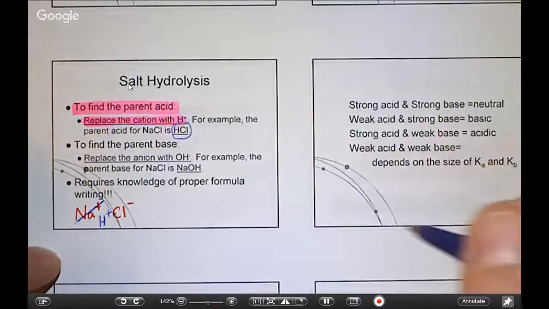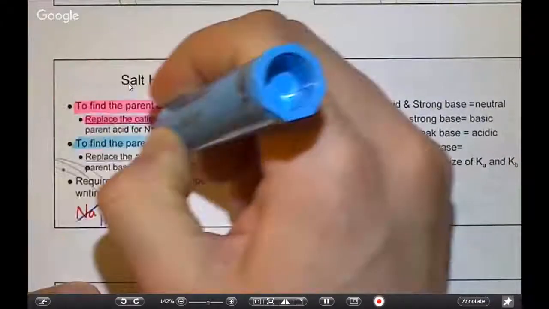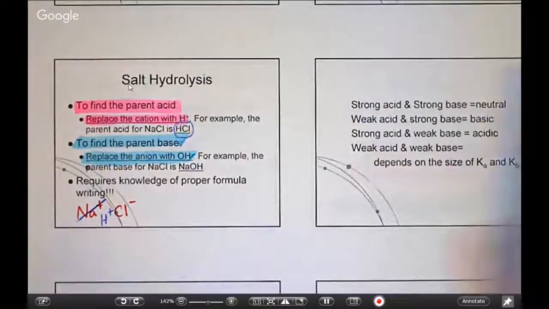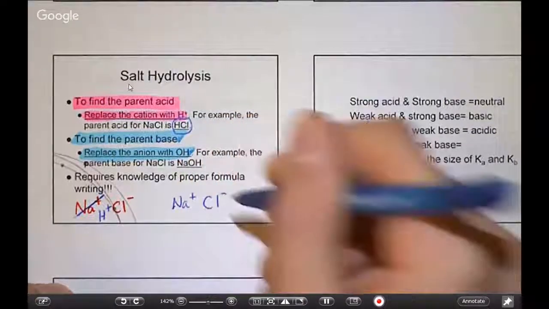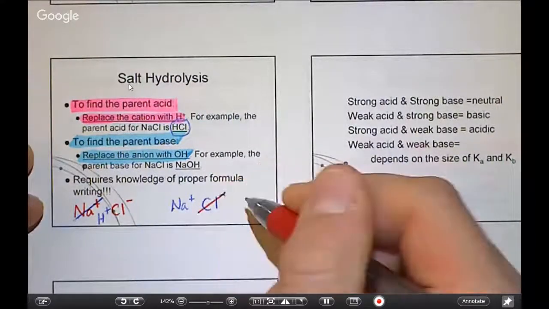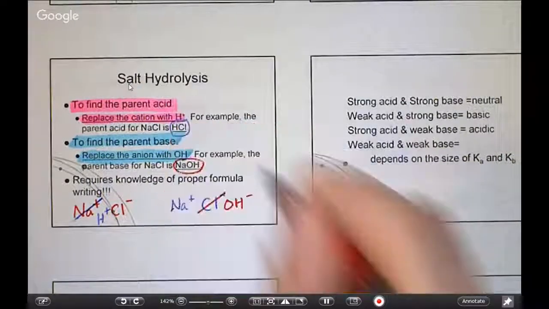Okay. To find the parent base, it says we're going to replace the anion with hydroxide. For example, if we have Na+, again with Cl- for sodium and chloride, the idea is that we're going to replace the Cl- with hydroxide. And the goal is we need to replace it with enough hydroxides to balance the charge of the cation. Cation's a +1, hydroxide's -1, so they go together well. And what we see is NaOH.